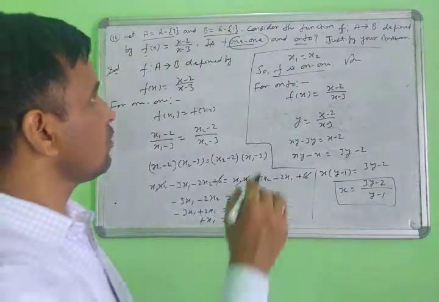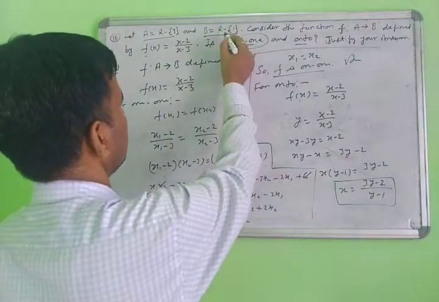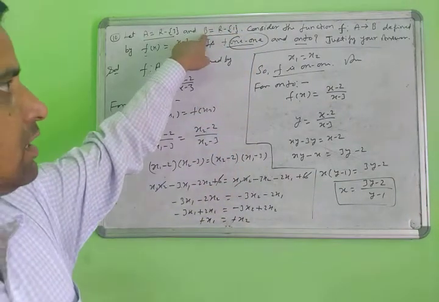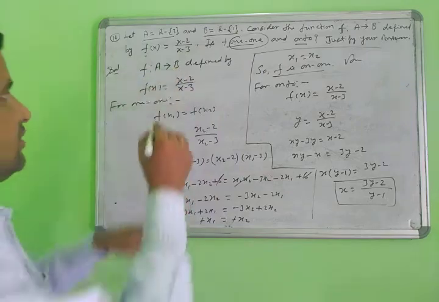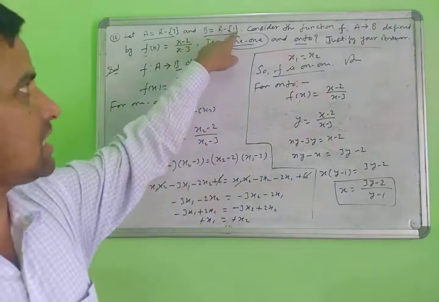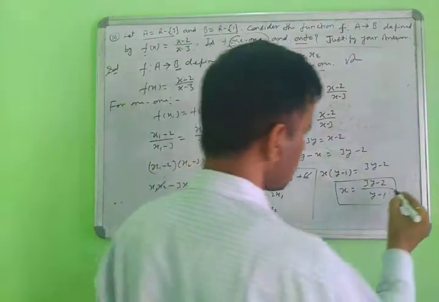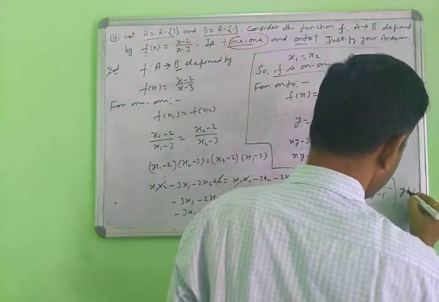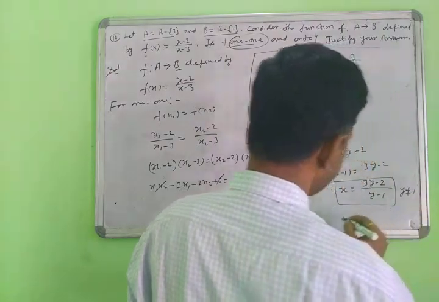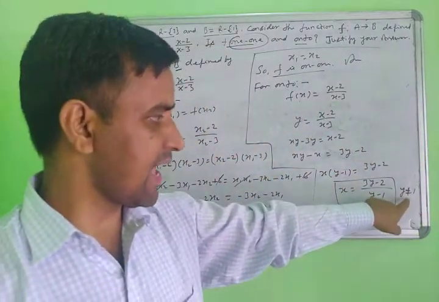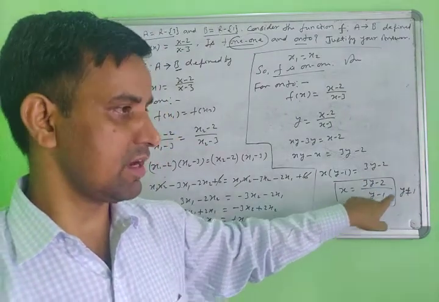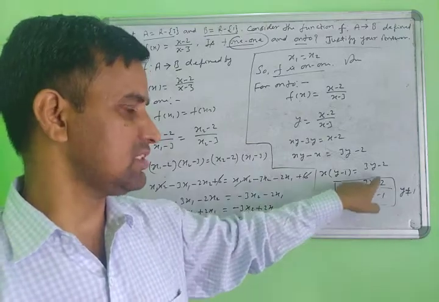And here y is not... Here the given means the domain part, R minus 1. What is defined here? The codomain part, or codomain, means all real numbers except 1. That means y does not equal 1. The codomain part is all real numbers except 1. That means suppose you are putting the value 1 here, this is an indefinite value; infinite value means indefinite value.